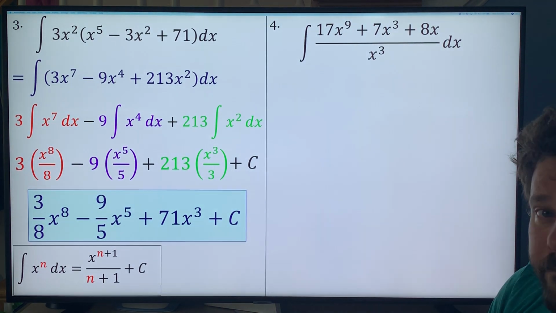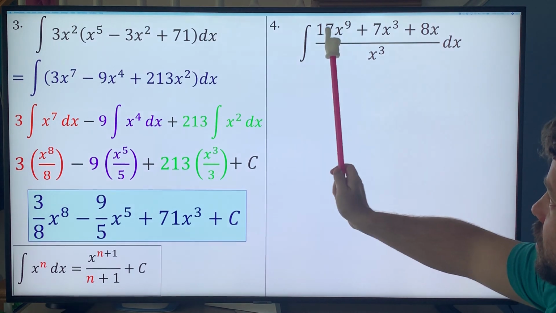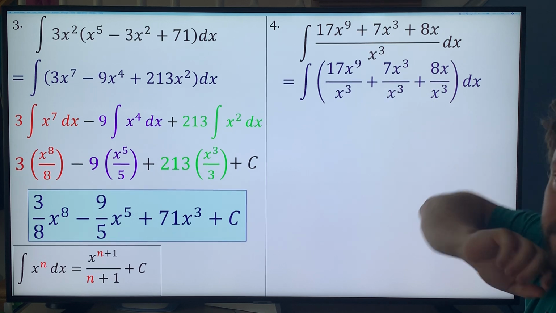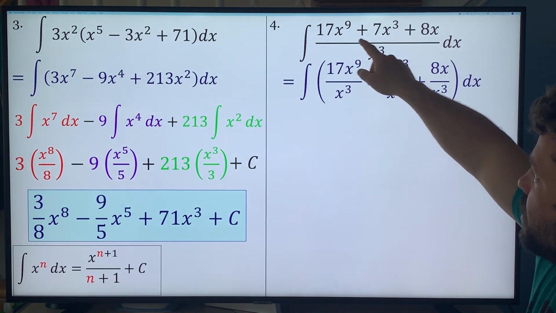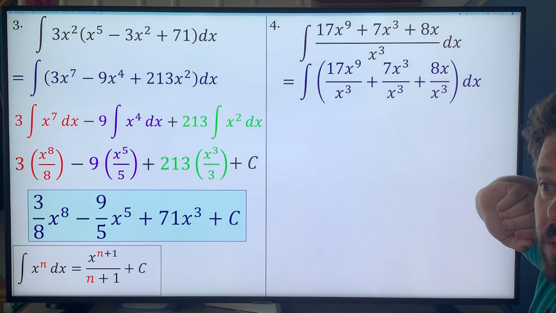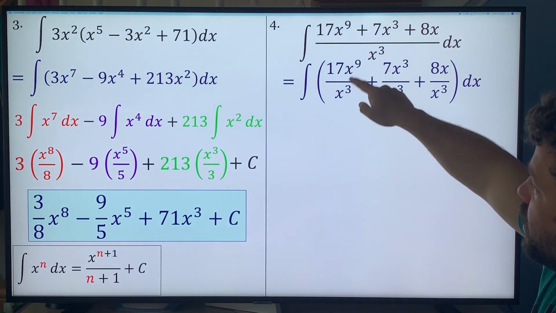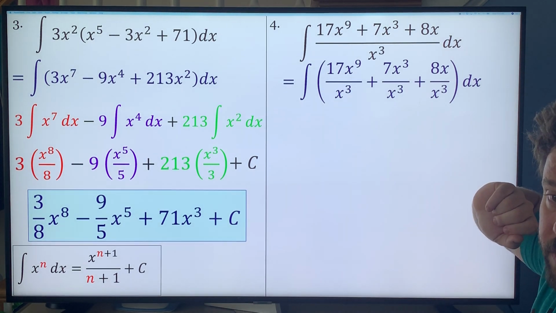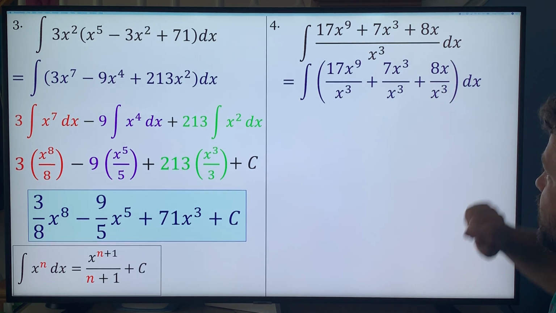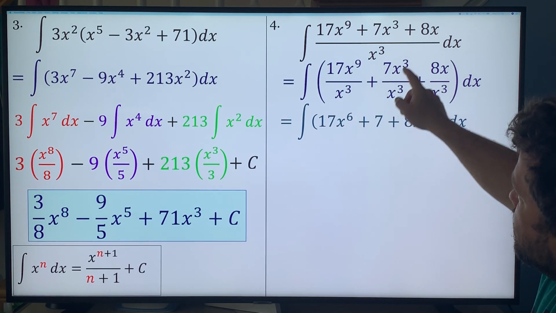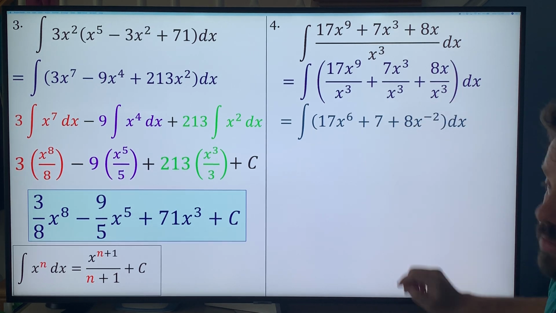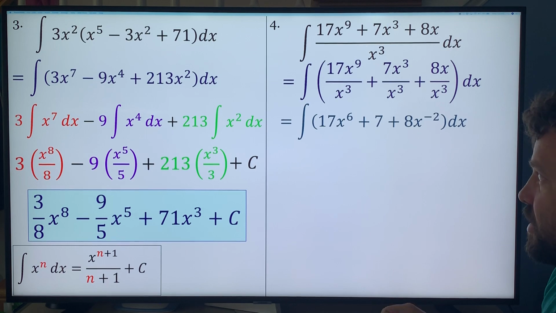Problem number 4. Basic concept, but instead of distributing, we're going to split this up and divide all 3 of those things by the denominator, which is x cubed. You can also multiply and distribute an x to the negative 3 if that is what you prefer. When you divide exponents, you subtract. 9 minus 3, 3 minus 3, 1 minus 3. So you get x to the 6th, the x cancels out, just leaving it at 7. 1 minus 3 is a negative 2. You have 2 more x's on the bottom, that's why it's x to the negative 2.